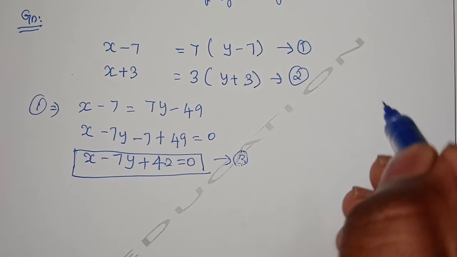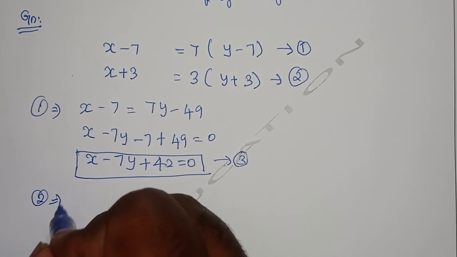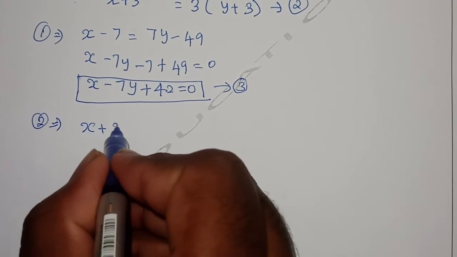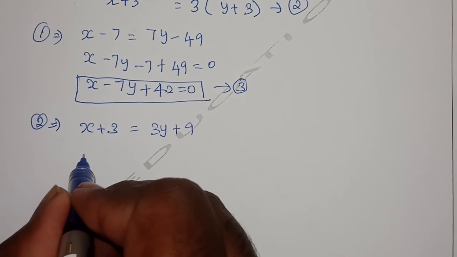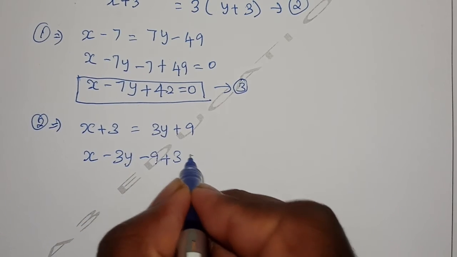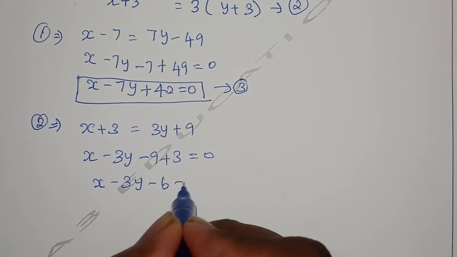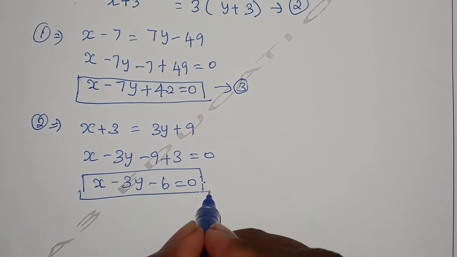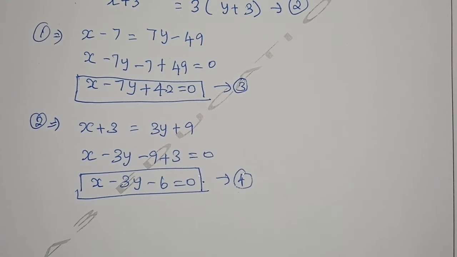Next, the second equation becomes x plus 3 equals 3y plus 9. Therefore, x minus 3y minus 9 plus 3 equal to 0. x minus 3y minus 6 is equal to 0. This can be equation 4. This is the general equation, the algebraic representation.